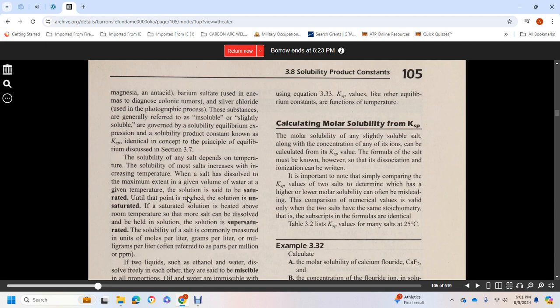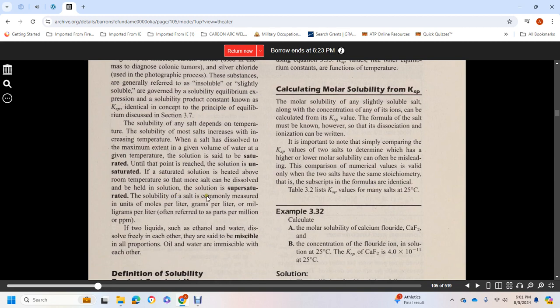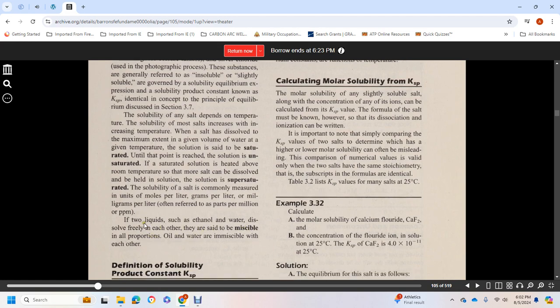Until that point is reached, the solution is unsaturated. If a saturated solution is heated above room temperature, more salt will dissolve than would be in the solution at room temperature, and the solution is supersaturated. The solubility of a salt is commonly measured in units of moles per liter, grams per liter, or milligrams per liter, often referred to as parts per million. If two liquids such as ethanol and water dissolve freely in each other, they are said to be miscible in all proportions. Oil and water are not miscible with each other.